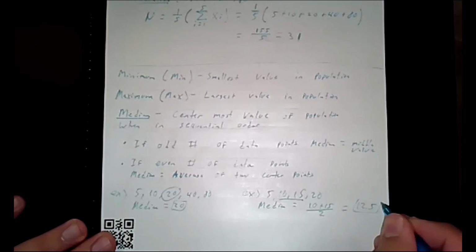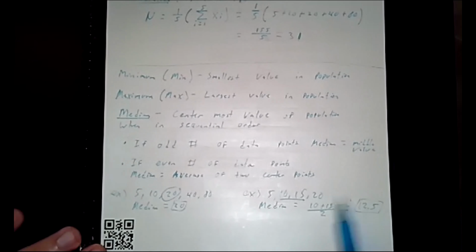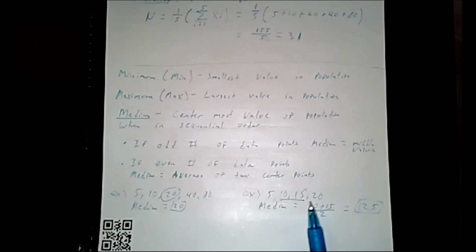But there are commands in Excel to find this for you. Especially if you have a long list, it would be annoying to put them in order. You'd have to use a graphing calculator or Excel or something else. Anyway, do you guys have any questions on finding the median in either example?